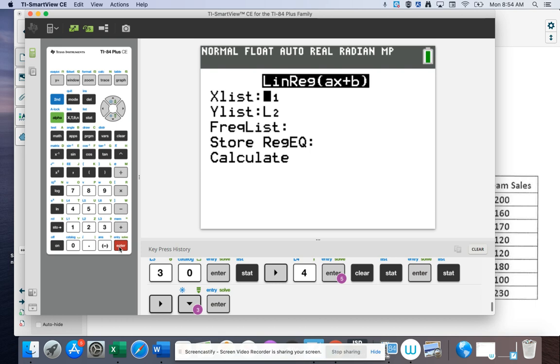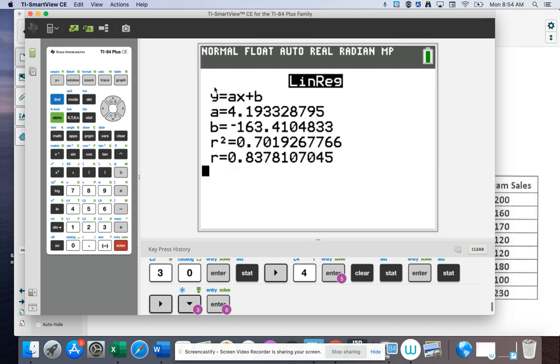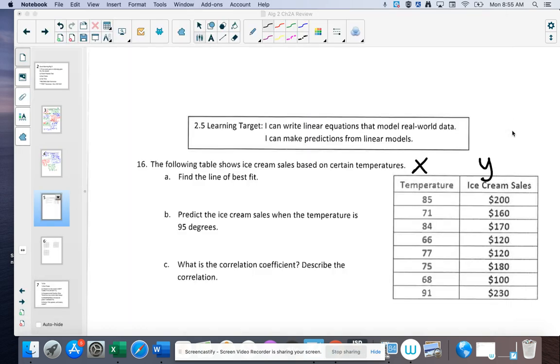Now, depending on what kind of calculator you have, I have a newer version, so I have to hit enter a whole bunch saying, yep, I want L1, L2, and then calculate. So as you can see here, we're in slope-intercept form. So the A is really our slope and the B is our y-intercept. We also need our R in here as well. We do not need R squared, okay? So I'm going to go over here and write that information down.